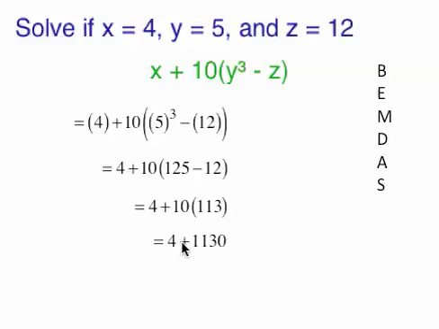Then we're going to add. Now we only have one operation, addition. So 4 plus 1,130 is 1,134. And that's it for this question.